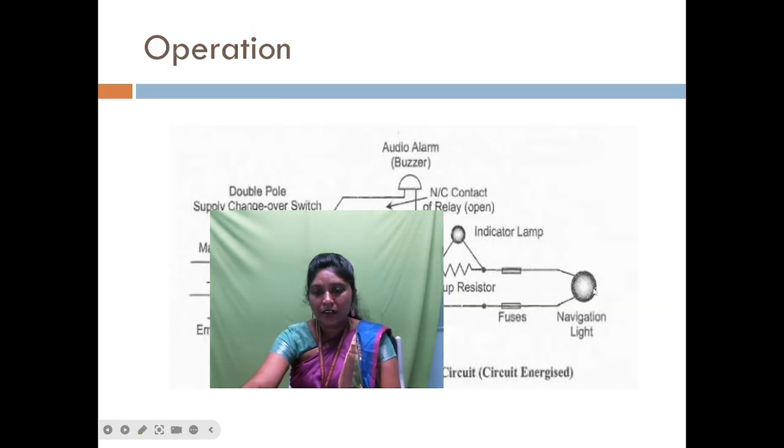This is actually under normal operating condition. The relay is under open condition. So normally open. Now what happens?